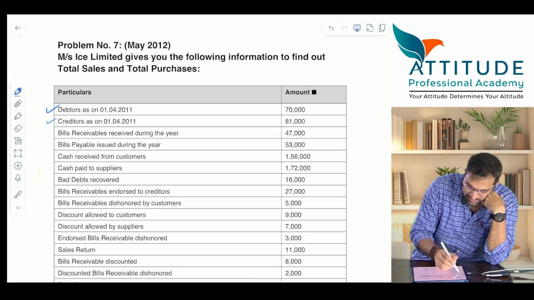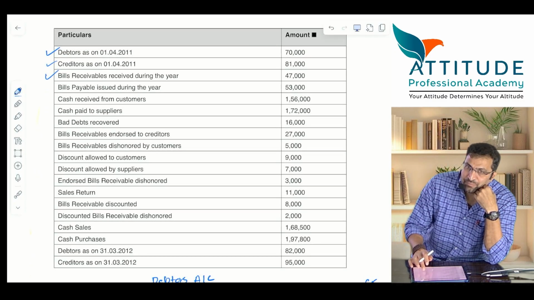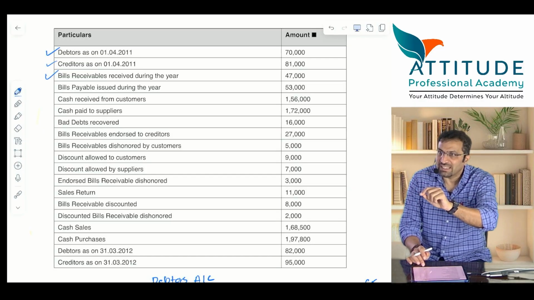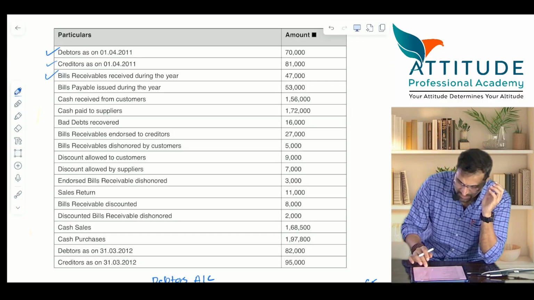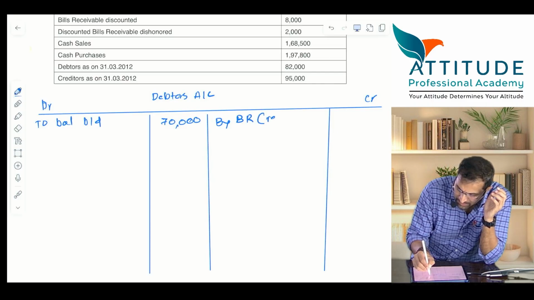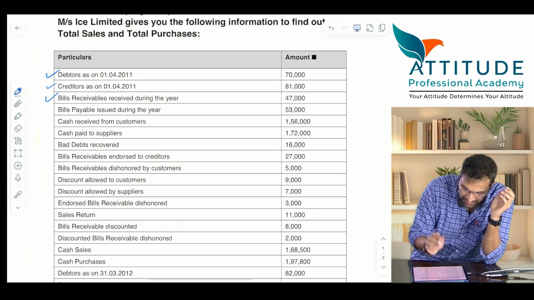Bills receivable received during the year. Entry will be BR account debit to debtors. Bills receivable received is not encashed. Bills receivable received from whom? Debtors. Debtors will sign and give it to you. Entry is bills receivable account debit to debtors. So in debtors account you have by bills receivable in bracket received. How much? 47,000. So the third item is done.